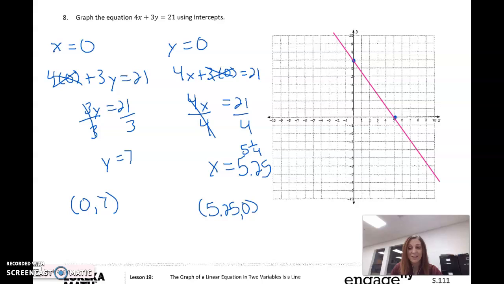So in this lesson, this video, we're focusing on using intercepts. 0 in for x, solve, 0 in for y, and we'll get where our line, because the graph of a linear equation is a line, hits our x-axis and our y-axis.